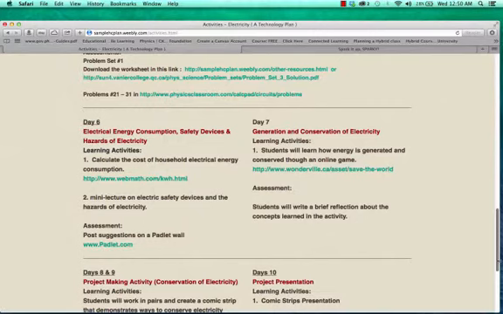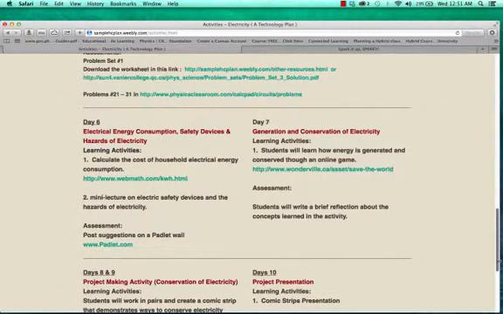Day 6, the first day of the second week of the unit plan, the main topics are as follows: electrical energy consumption, safety devices, and hazards of electricity. Using an online calculator, the students are going to calculate the cost of household electrical energy consumption. A mini lecture on electric safety devices and the hazards of electricity will be given by the teacher. Students are going to post suggestions on a Padlet wall, which will be generated by the teacher.